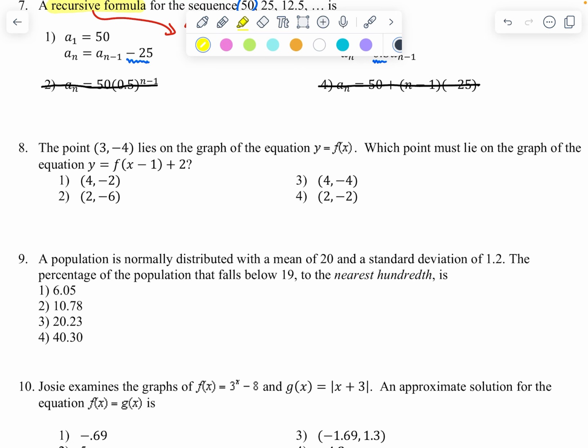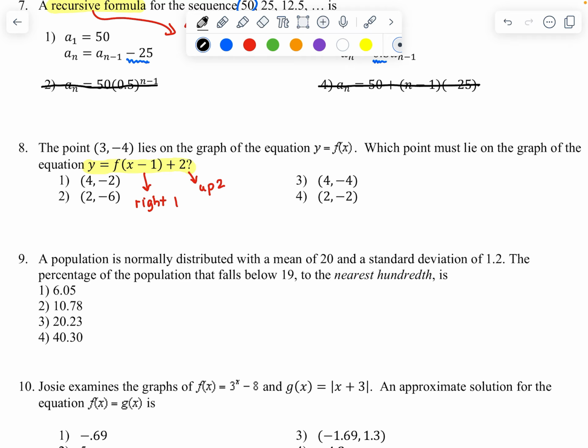Point 3, 4 lies on the graph of the equation. Which point must lie on the graph of this? So you have to remember what your rules are. When you hug the x, you're going left and right in the opposite direction of the sign. So you're actually going to the right 1. And in this case, you're actually going up 2.